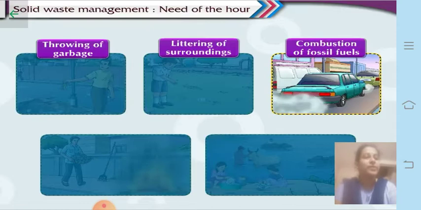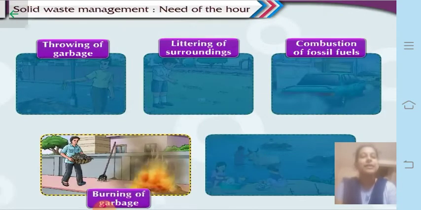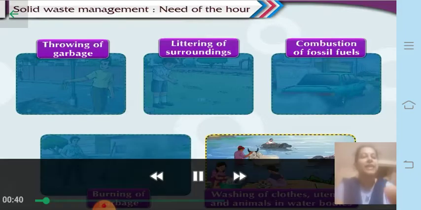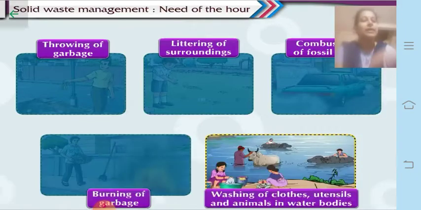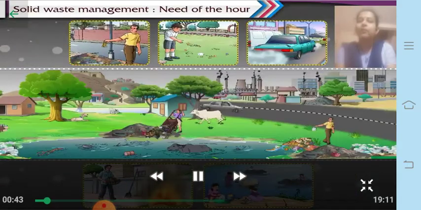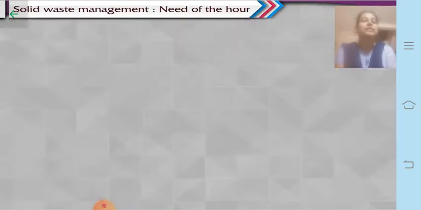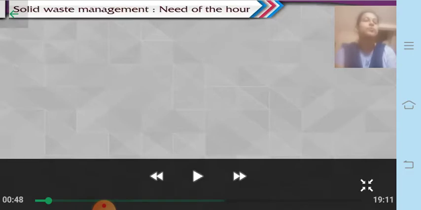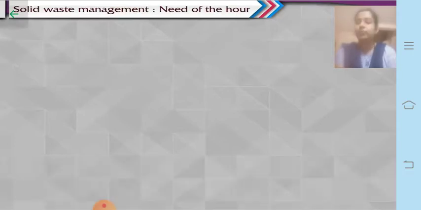Then everybody knows how air pollution is caused by vehicular pollution, due to the combustion of fossil fuels, whereas you can see that even the burning of garbage, washing of clothes in the river, washing of utensils, and even animals in the water bodies cause water pollution. So this is how pollution is taking place in our surroundings. Fine. All these are causing different types of pollution like soil pollution, water pollution, correct, and air pollution as well.